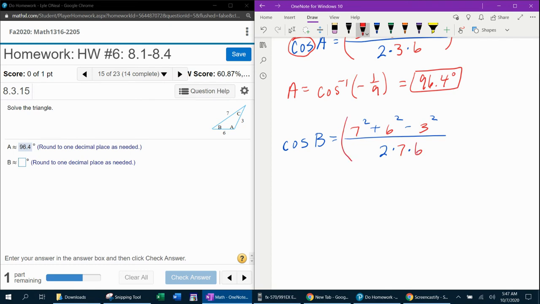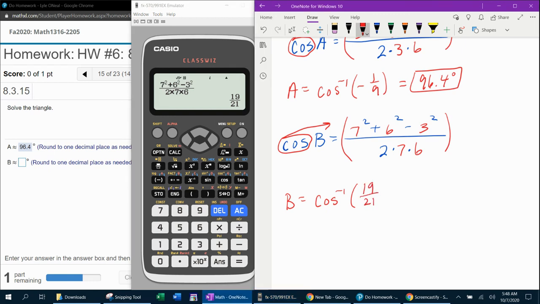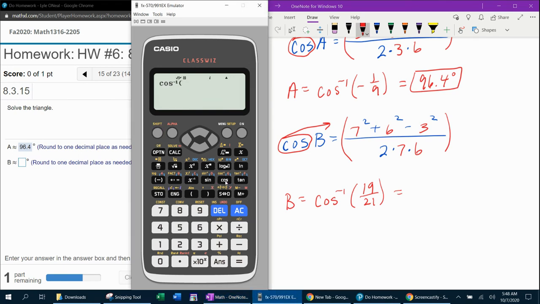7 and 6. Again, with the calculator, bringing the cosine over is going to get us angle B to be the inverse cosine of whatever we get from our button pushing. 7 squared plus 6 squared minus 3 squared over 2 times 7 times 6. And again, I'm going to leave that 19 over 21 to help make my angle more accurate, and that's going to be the inverse cosine of 19 over 21. Rounded to one decimal place, 25.2.